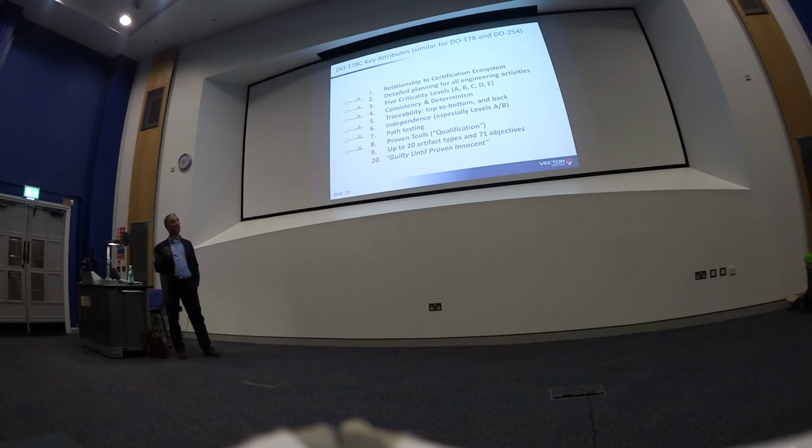Independence, you have different people testing and writing the software. So they should be different. You should test all the possible paths, all the possible coverage. You should qualify your tool, and you should comply with the 71 objectives and produce up to 20 different artifacts. But in general, the most important concept is you are guilty until you are proven innocent. So the idea is you have to demonstrate that your software is bulletproof, is safe, is adapted to the level of safety that was determined by safety assessment.